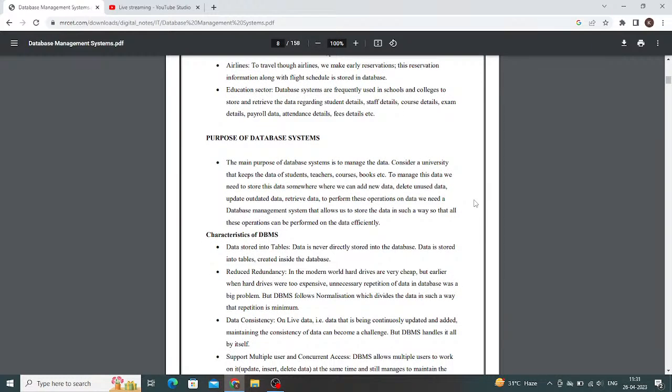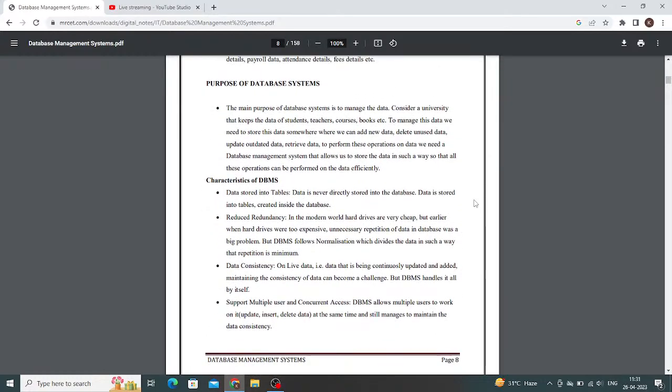And the purpose of a database system: the main purpose of a database system is to manage the data. Consider a university that keeps the data of students, teachers, courses, books, etc. To manage this data, we need to store it somewhere where we can add new data, delete unused data, update outdated data, retrieve data. To perform these operations, we need a database management system that allows us to store the data in such a way that all these operations can be performed on the data efficiently.